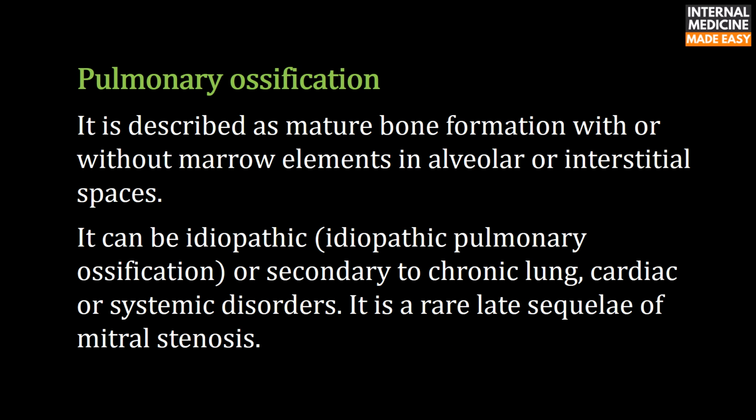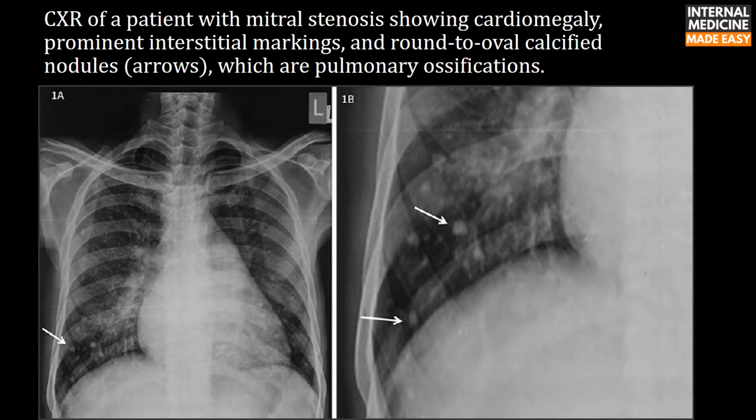Pulmonary ossification is described as mature bone formation with or without marrow elements in alveolar or interstitial spaces. It can be idiopathic, which is called idiopathic pulmonary ossification, or secondary to chronic lung, cardiac, or systemic disorders. It is a rare late sequela of mitral stenosis. Chest X-ray of a patient with mitral stenosis showing cardiomegaly, prominent interstitial markings, and round to oval calcified nodules shown with arrows, which are pulmonary ossifications.